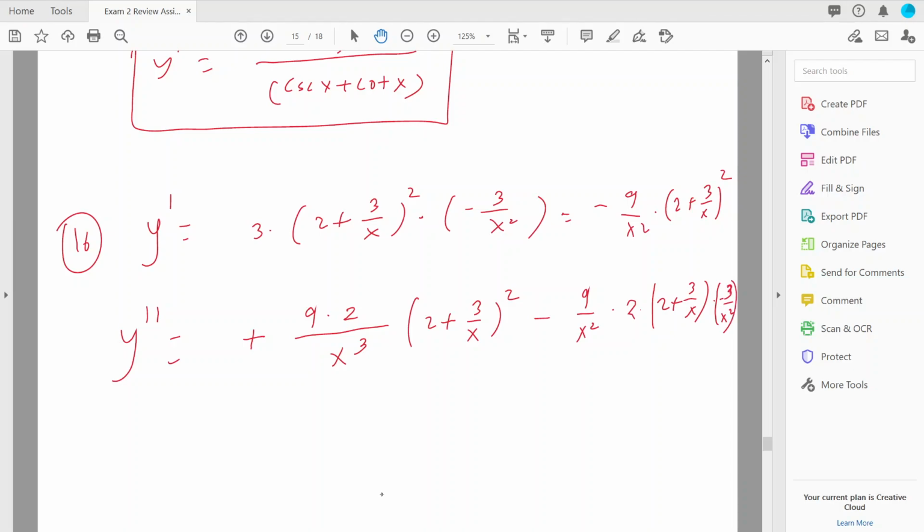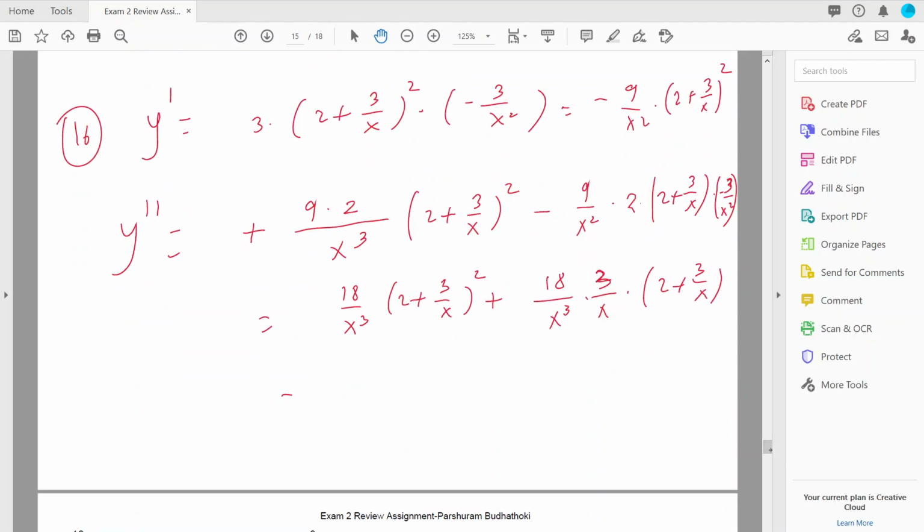Okay, if we try to simplify here, we can see that this is 18 over x cubed times 2 plus 3 over x squared. There is a negative that becomes positive. 9 times 2 is 18, and over x squared is x cubed. I'm just rewriting this as 18 over x cubed because I would like to factor out this 18 over x cubed times 2 plus 3 over x. I'm just trying to simplify this term.